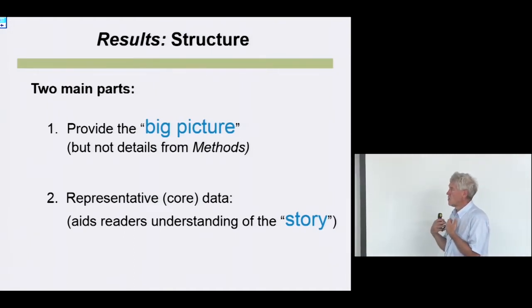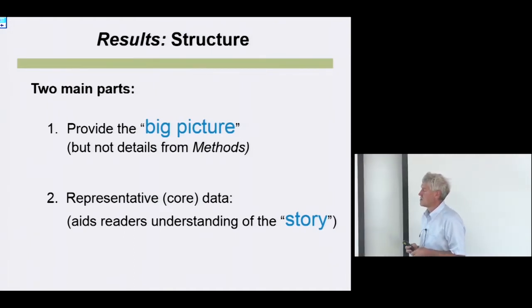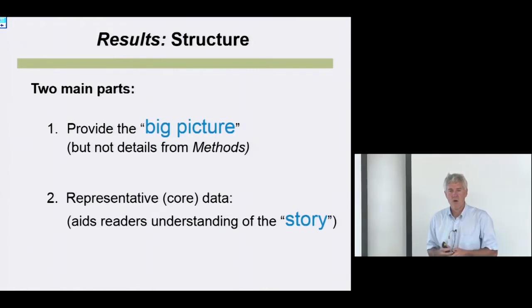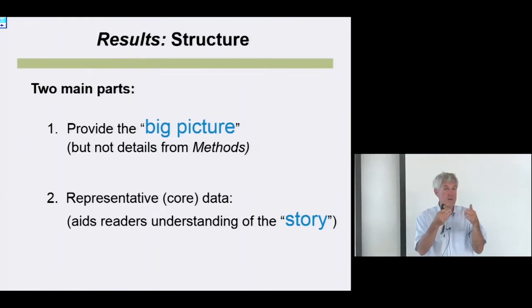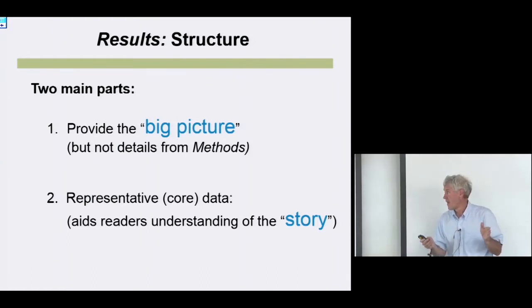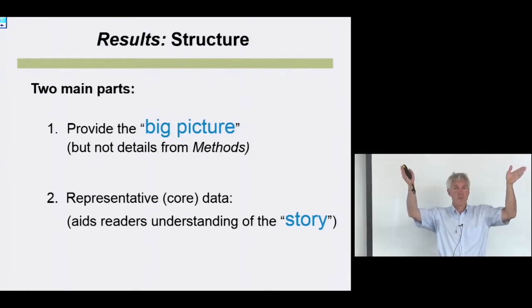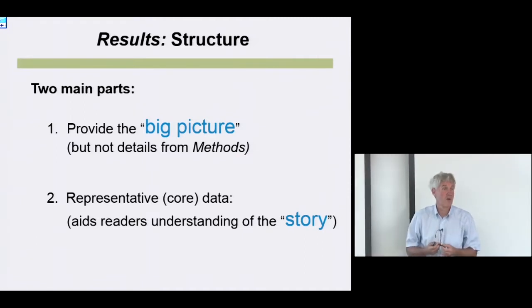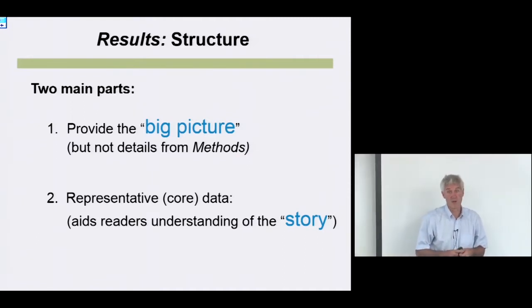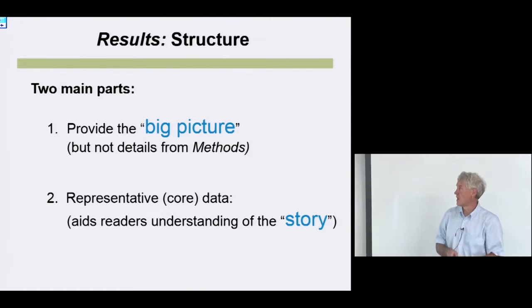The results usually has two main parts. One is more a general big picture presentation of the details, and then once you've given that what the overall finding was, then to start to focus in on some core data that you want to help the audience understand the story about the research that you have selected.